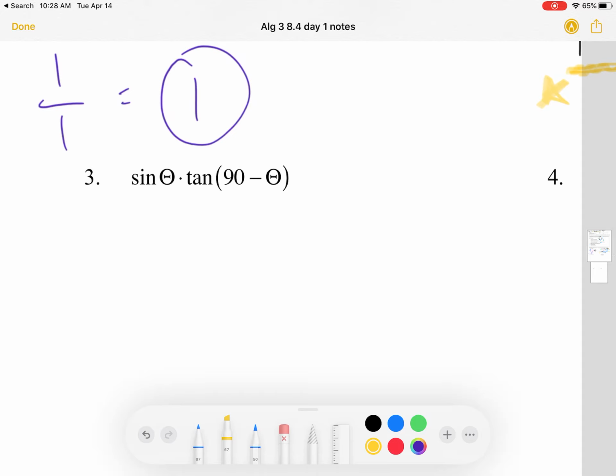Okay, on to number 3. One second, quick. Okay, on to number 3.